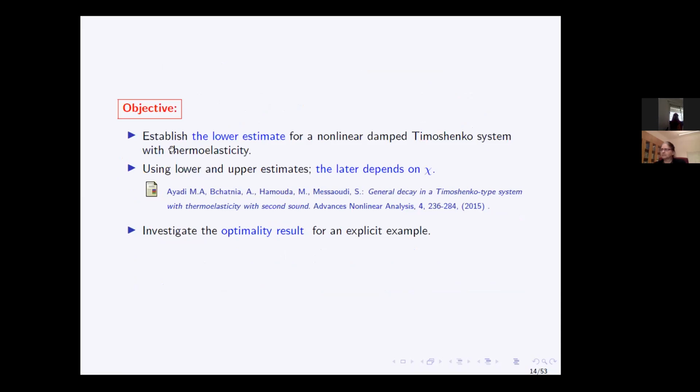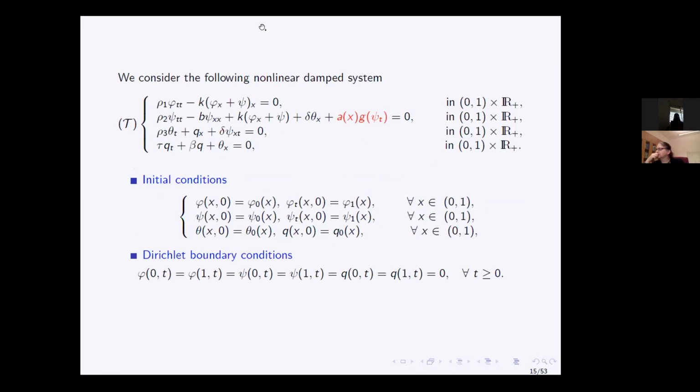Our objective was to establish the lower energy estimate for a Timoshenko system with thermoelasticity and a nonlinear damping term, use the lower and the upper energy estimates that already depend on the new stability number chi, and also investigate the optimality result for an explicit example. In order to do that, we consider the following nonlinear damped system.